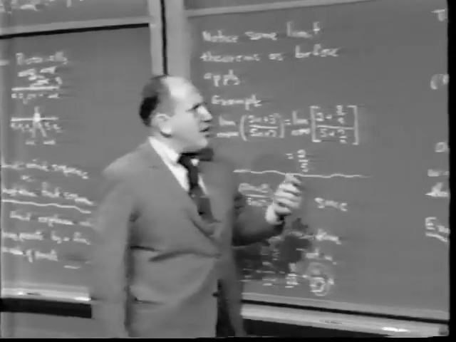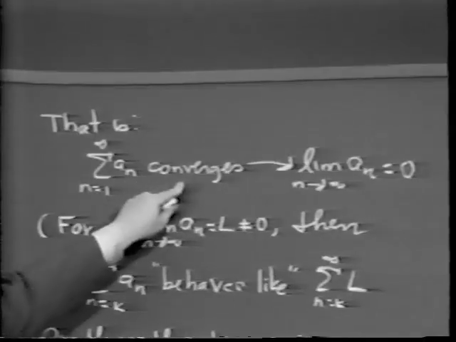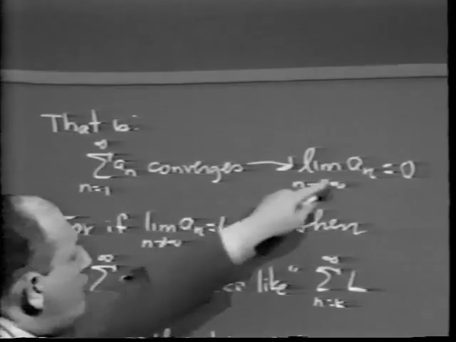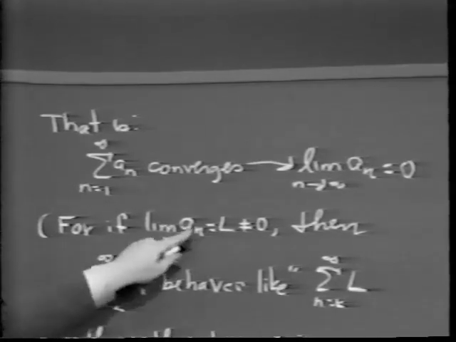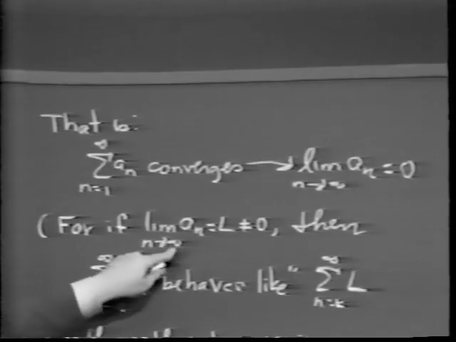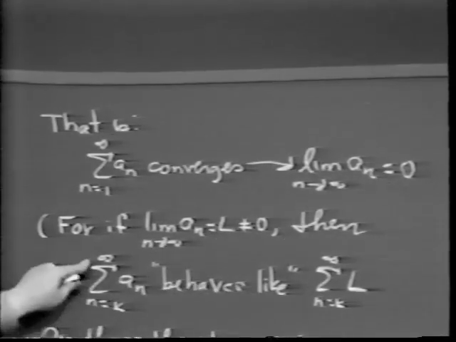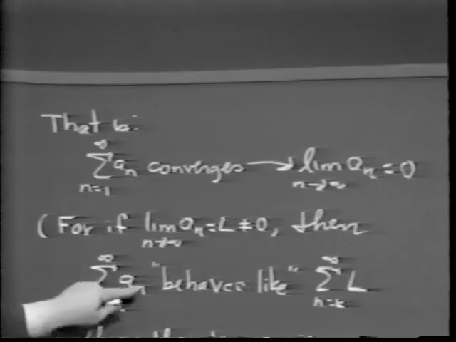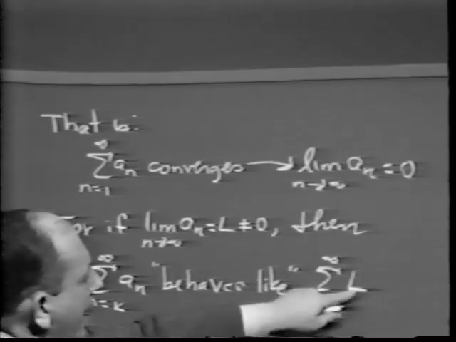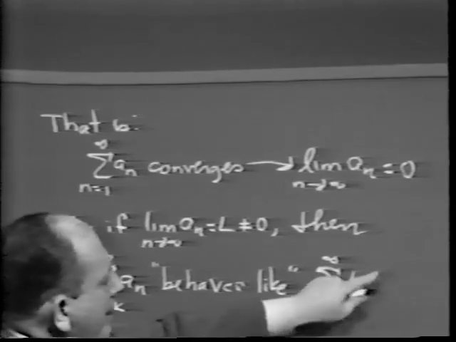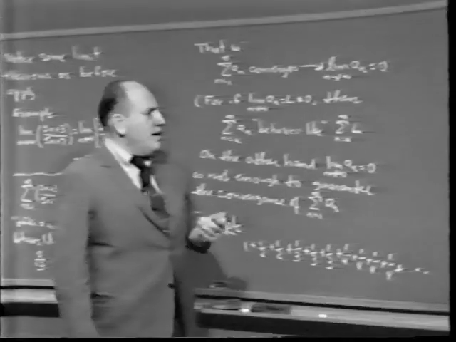To generalize this, what we're saying is if the sequence of partial sums converges, the individual terms that you're adding must approach 0 in the limit. For if the limit of the a sub n's as n approaches infinity is L, where L is not 0, then beyond a certain term, the sum of the a sub n's behaves like the sum of the L's. And if L is non-zero, by adding on enough of these fixed L's, you can make the sum as large as you wish.